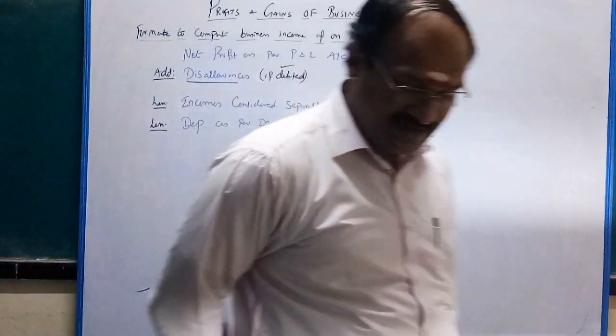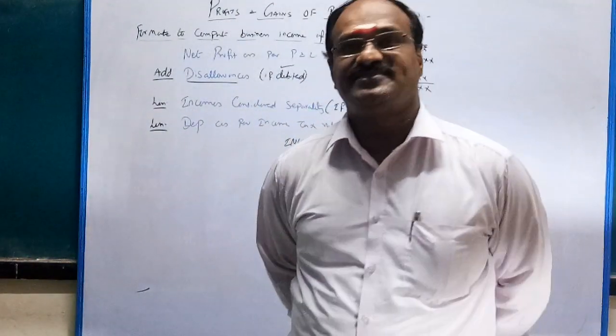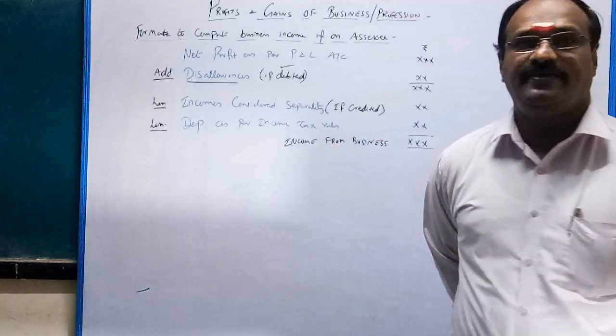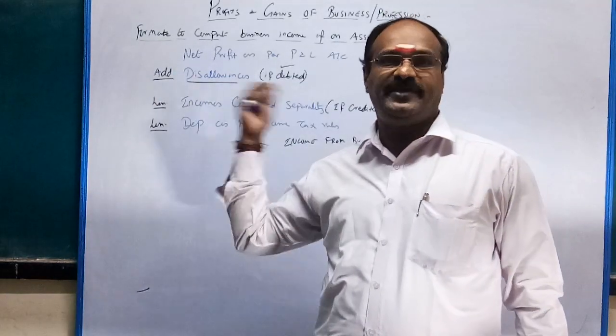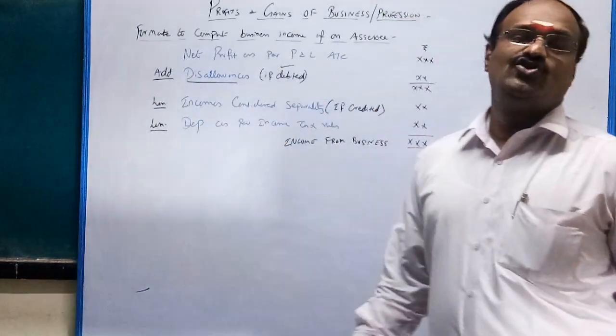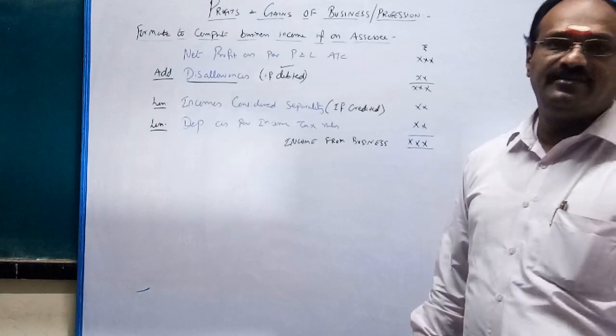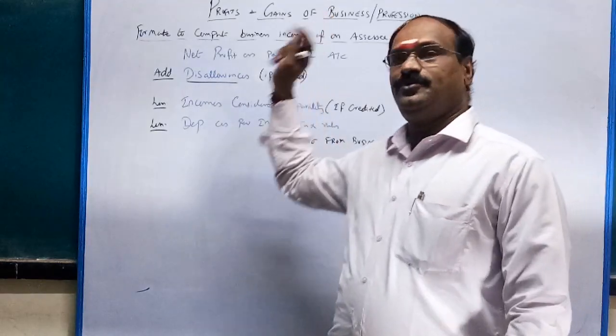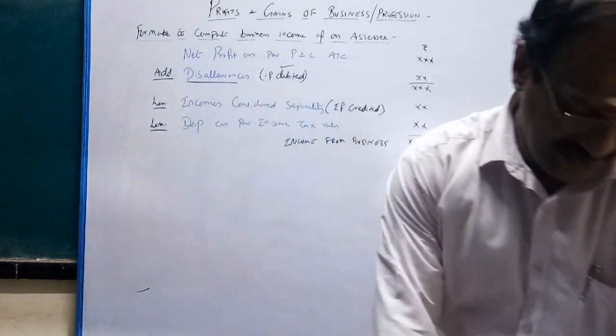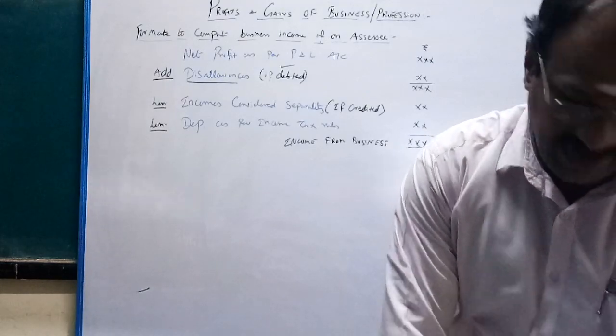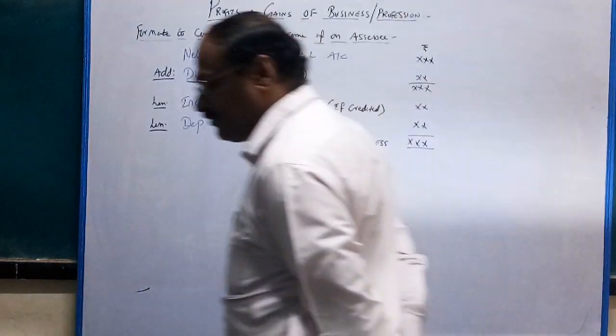Second, income tax including advance tax. That is, if any tax is paid and shown on the debit side of the P&L account, income tax paid or advance tax paid, either income tax or advance tax, disallow. Next, notional items. Notional items debited in P&L account.